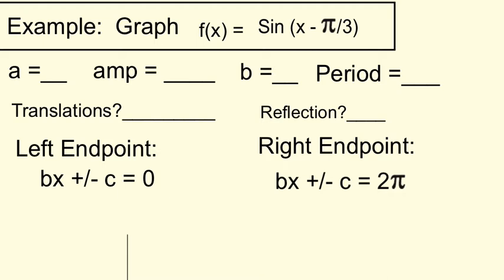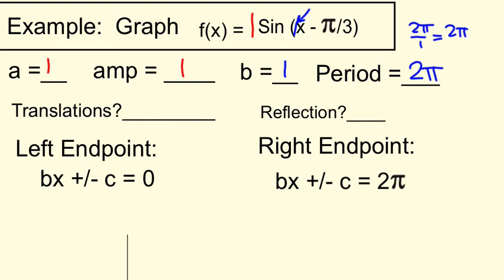All right. So here is our function. F of x equals the sine of x minus pi over 3. So identify the amplitude first. So my amplitude is 1. My B value is right here, and that is 1. So that means my period is 2 pi over 1, which is 2 pi. So same as my parent function. Is there any translations left or right?